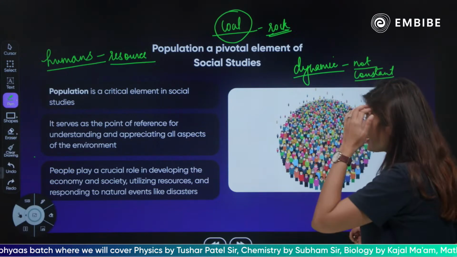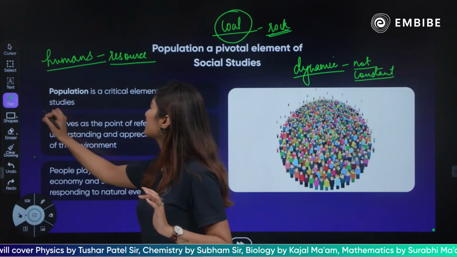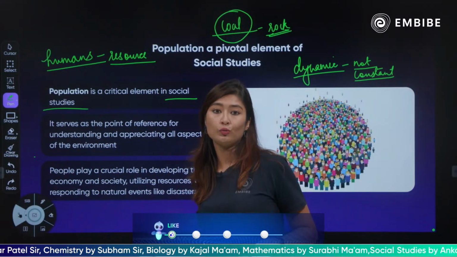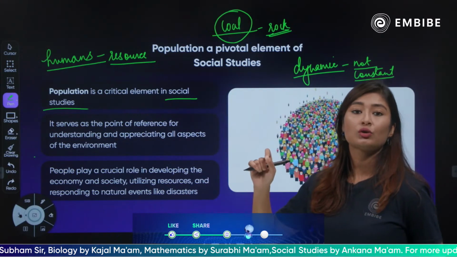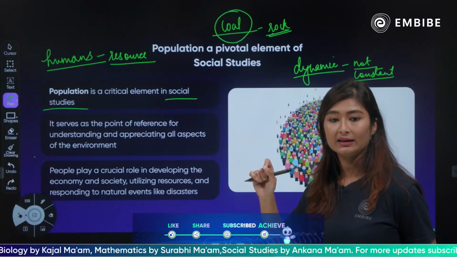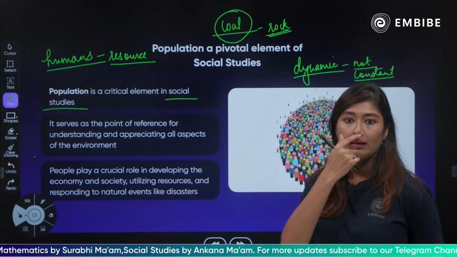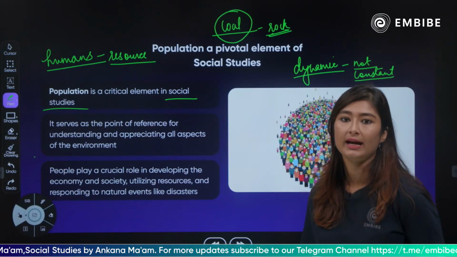So population is a very, very critical element because of all of these things in social studies, because the society is formed of humans, is developed by the humans, is taken forward by the humans. क्योंकि population जो humans है वही आगे बढ़ाते हैं, वही society को develop करते हैं, evolve करते हैं. ठीक है?